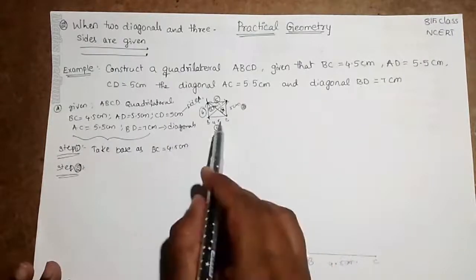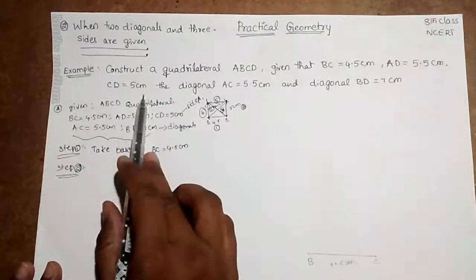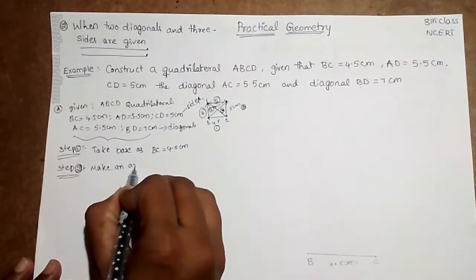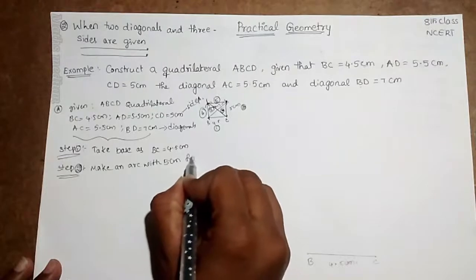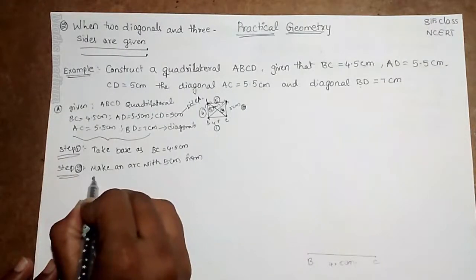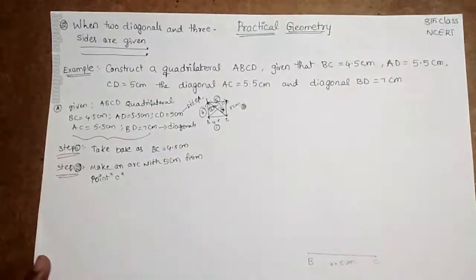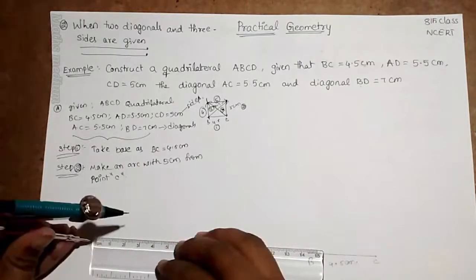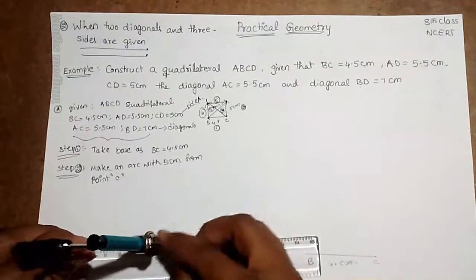So step 2, here we have taken step 2 as this. So let's see, CD equal to 5 centimeters. Make an arc with 5 centimeters from point C. So take compass and mark 5 centimeters. Like this.